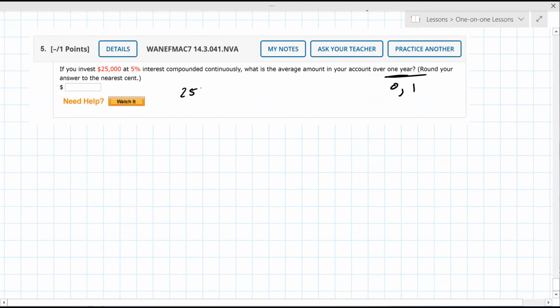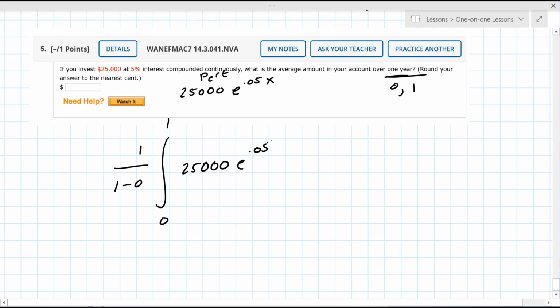So continuous compound interest is P e to the rt. So 25,000 e to the 0.05, we can say t or x. So you're integrating 1 over 1 minus 0, that's the average part, from 0 to 1, 25,000 e to the 0.05x dx. And I'm going to use an online calculator to get the value of this. The number out in front is just 1.